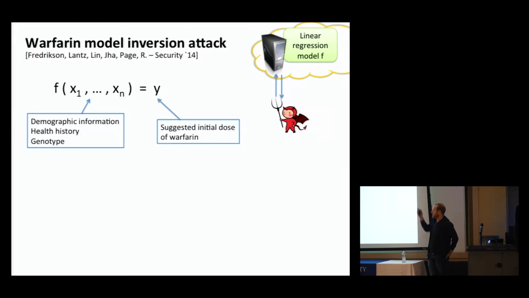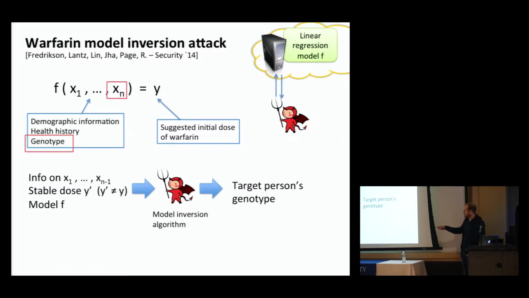And two, the question is how do you get this other side information that you need? That's really context dependent. If you know someone's initial dose of warfarin because you asked them or whatever, and don't know their genetic marker, then you can start using this attack. And we'll see other examples of model inversion attacks for other settings as well. Great questions. Okay, so we want to build a model inversion algorithm that targets a person's genotype.